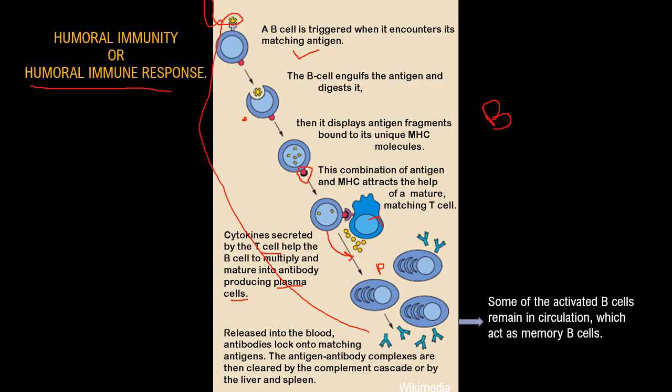Then there are some B cells which remain in circulation, activated B cells, and they act as memory B cells. So you get plasma cells and memory B cells once a B cell encounters an antigen. This is the chain of reaction that happens once a B cell encounters an antigen.